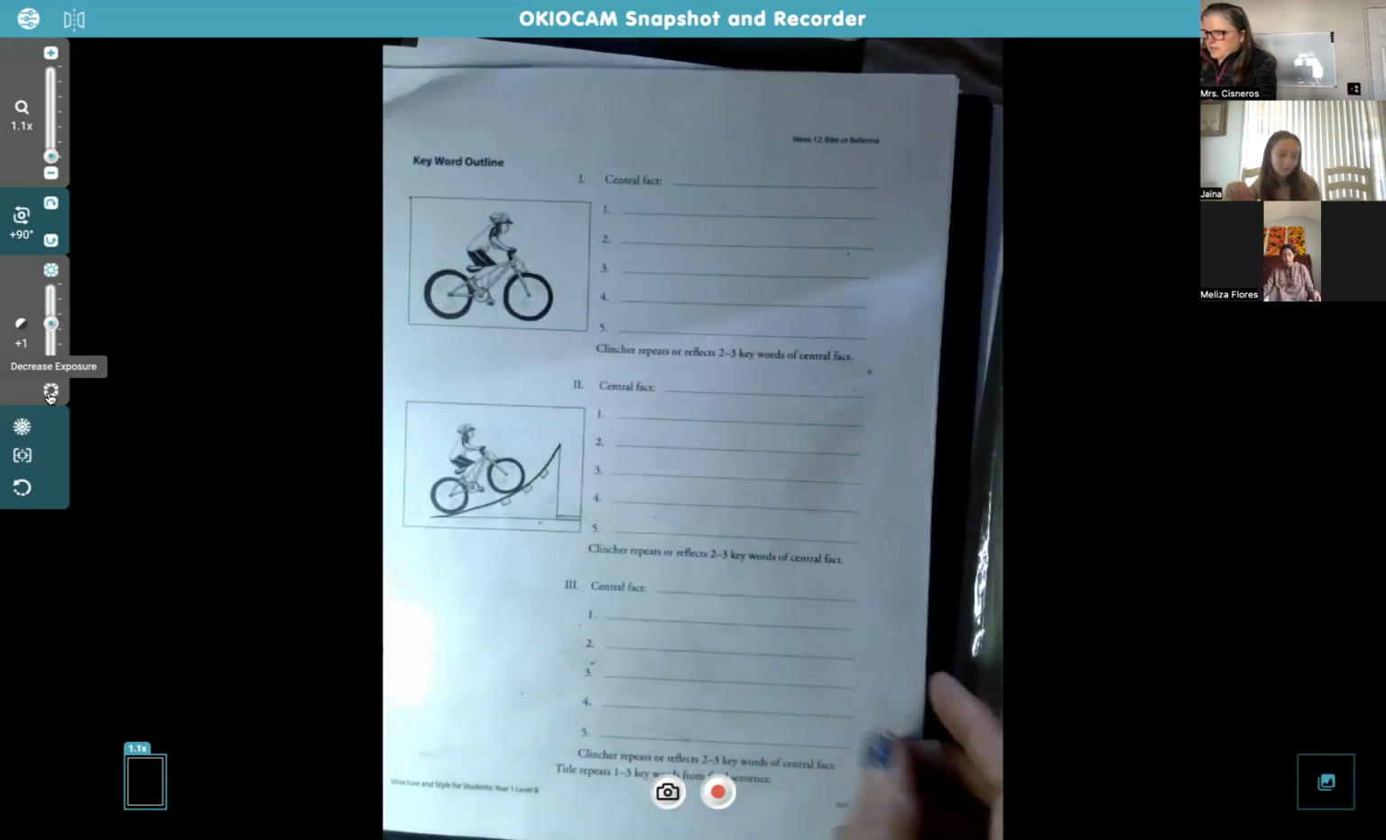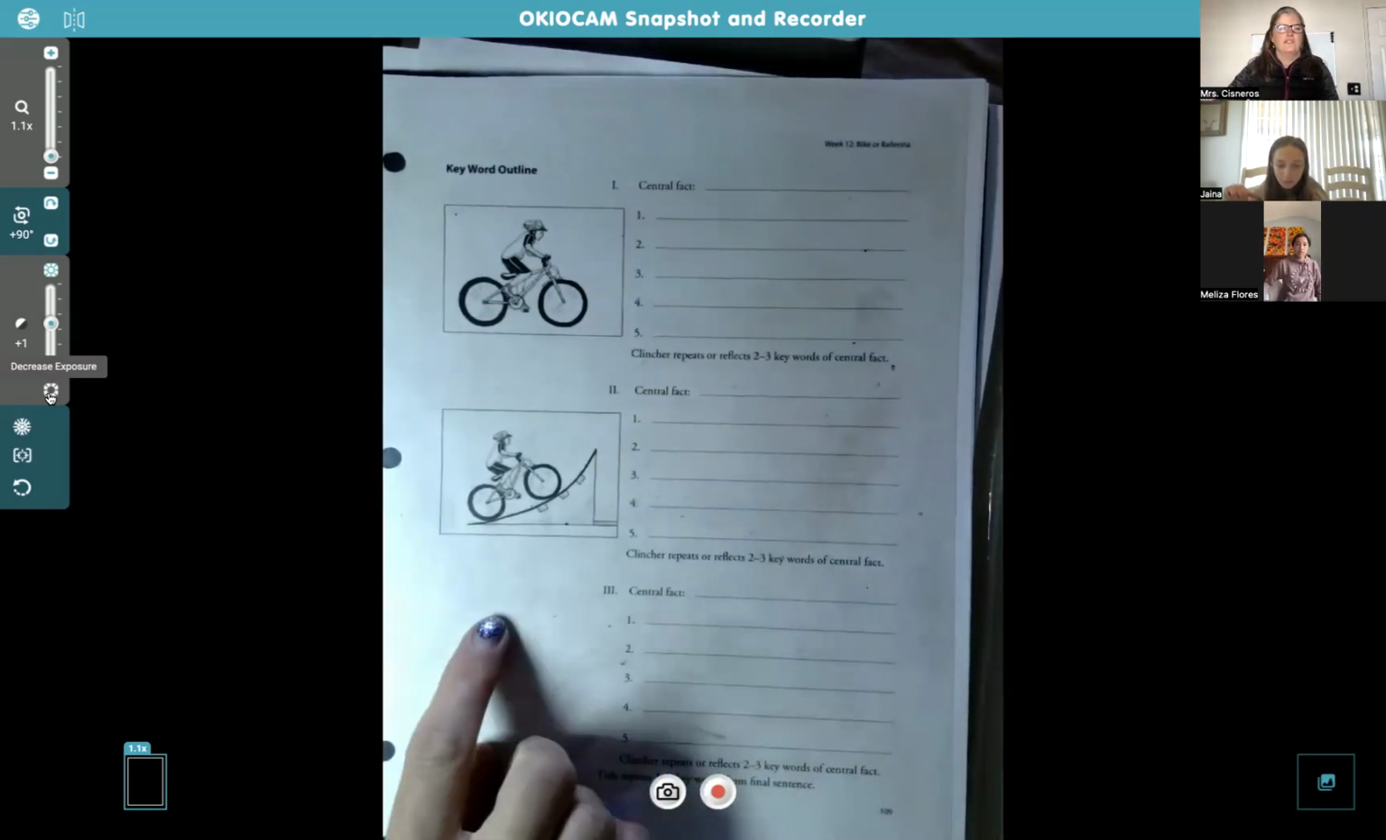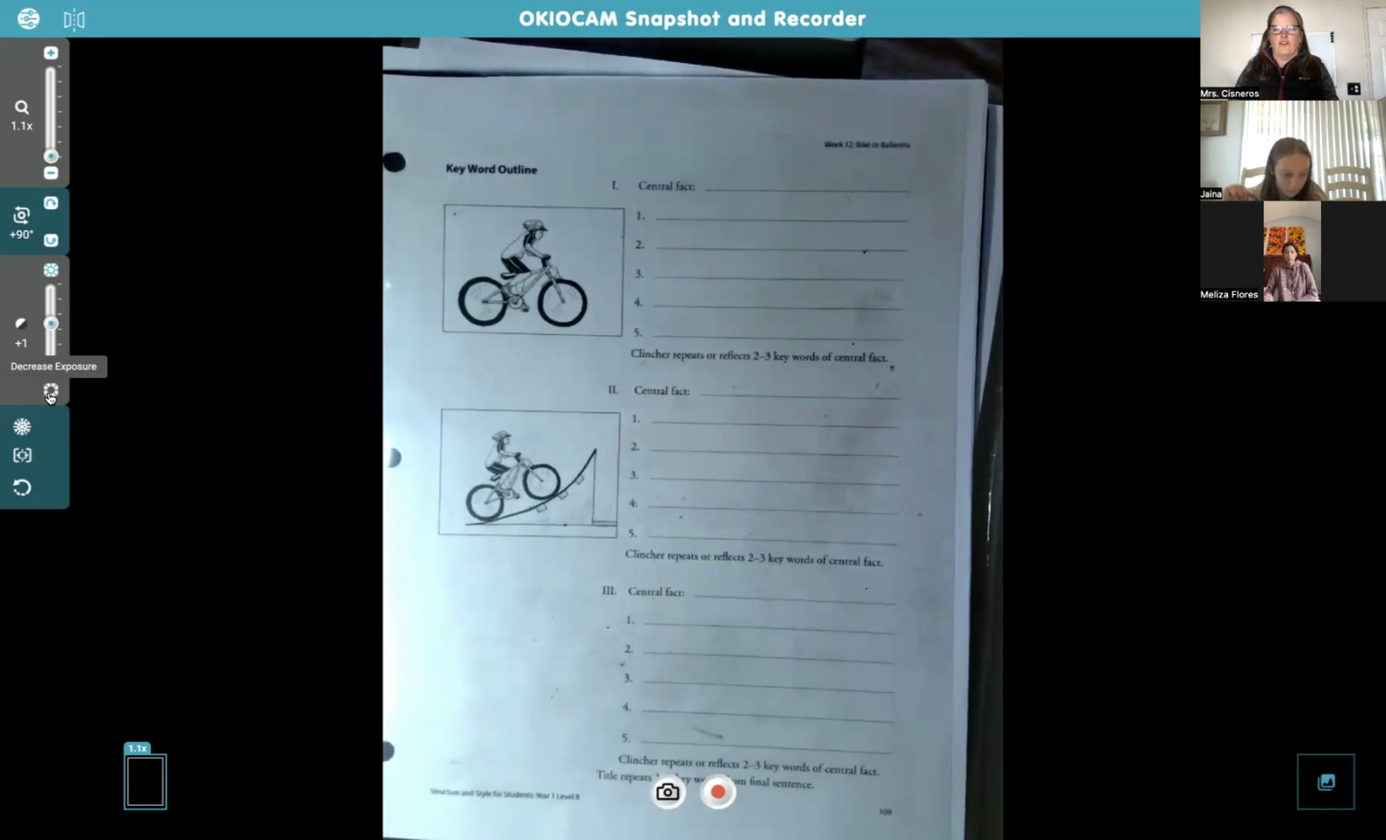There's a new set of pictures here. I'm going to do the same process. Notice this third one is gone. It's just blank. And that's because they want you to create the ending. They're not even going to give you a picture. You're going to make up the ending all by yourself.